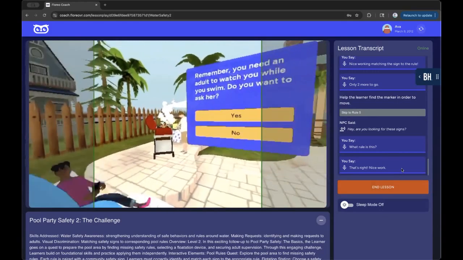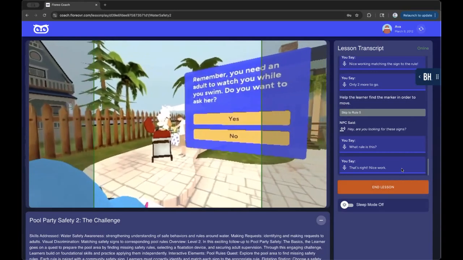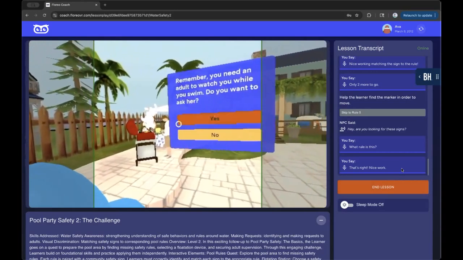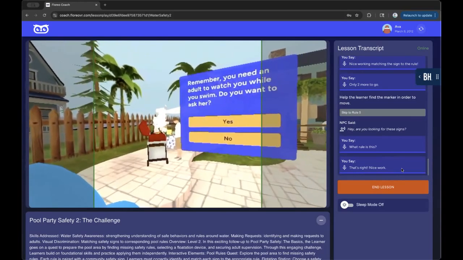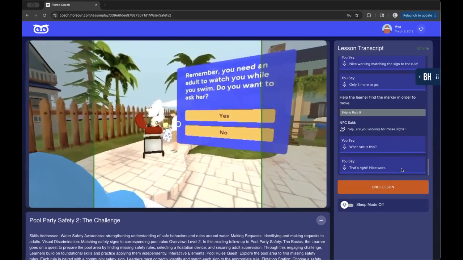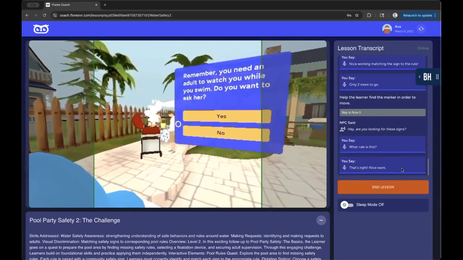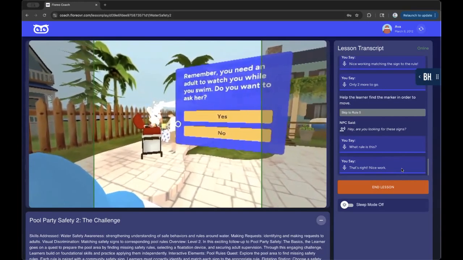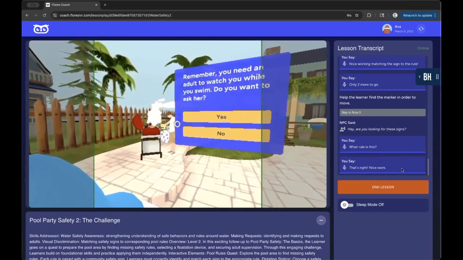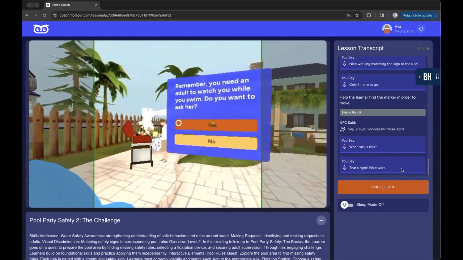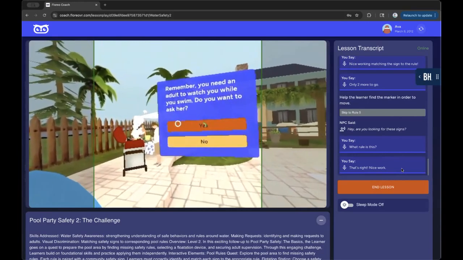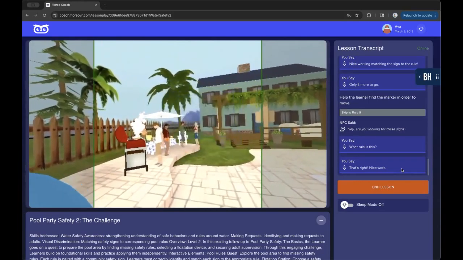Oh, and now we have an opportunity to practice asking for that adult supervision. So in Pool Party 1, Myra just tells you about different adults and who's available versus who's not available. And so now we have an opportunity to actually practice asking some adults for supervision. So Heather, do you want to ask this lady if she wants to watch you while you swim? I do, because I really like her shoes. I like her shoes too, hot pink.